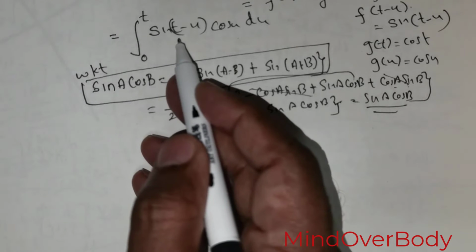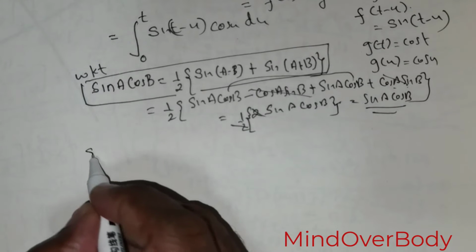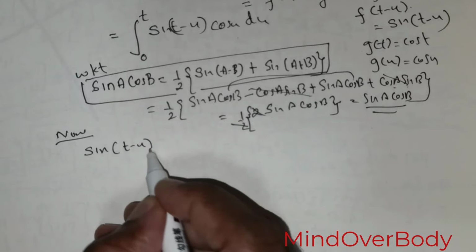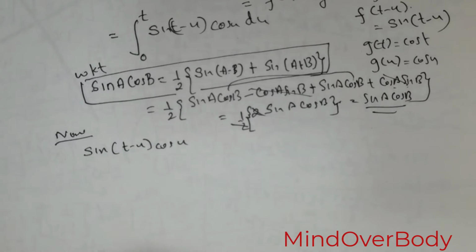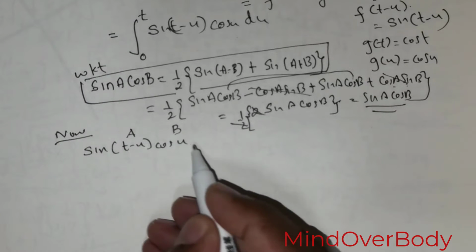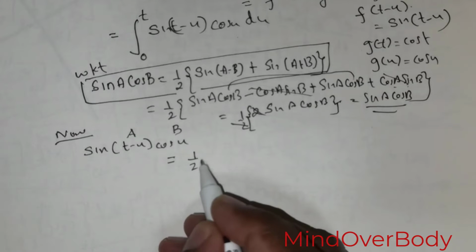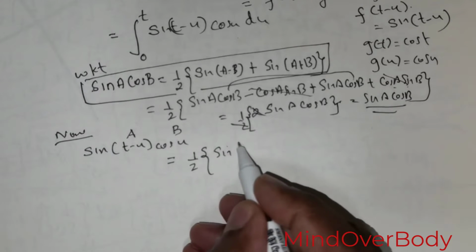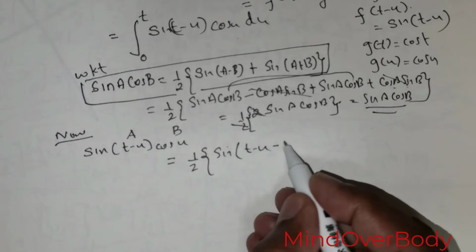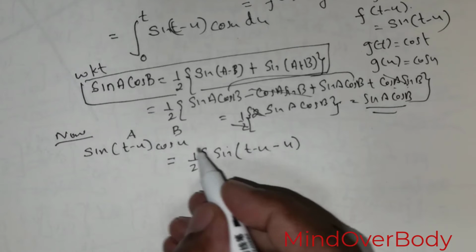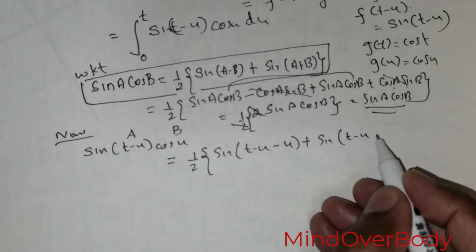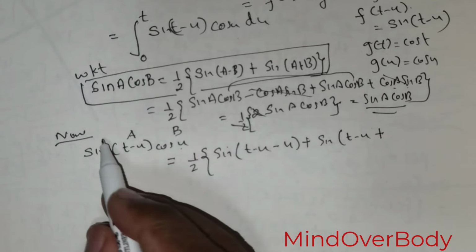Now we have got sine of t minus u times cos of u. So let me rewrite that. Sine of t minus u times cos of u. Now my a is t minus u, and my b is u. So I'm going to rewrite this as half of sine of (a minus b), that is t minus u minus u, followed by plus sine of (a plus b), where a is t minus u and b is u.